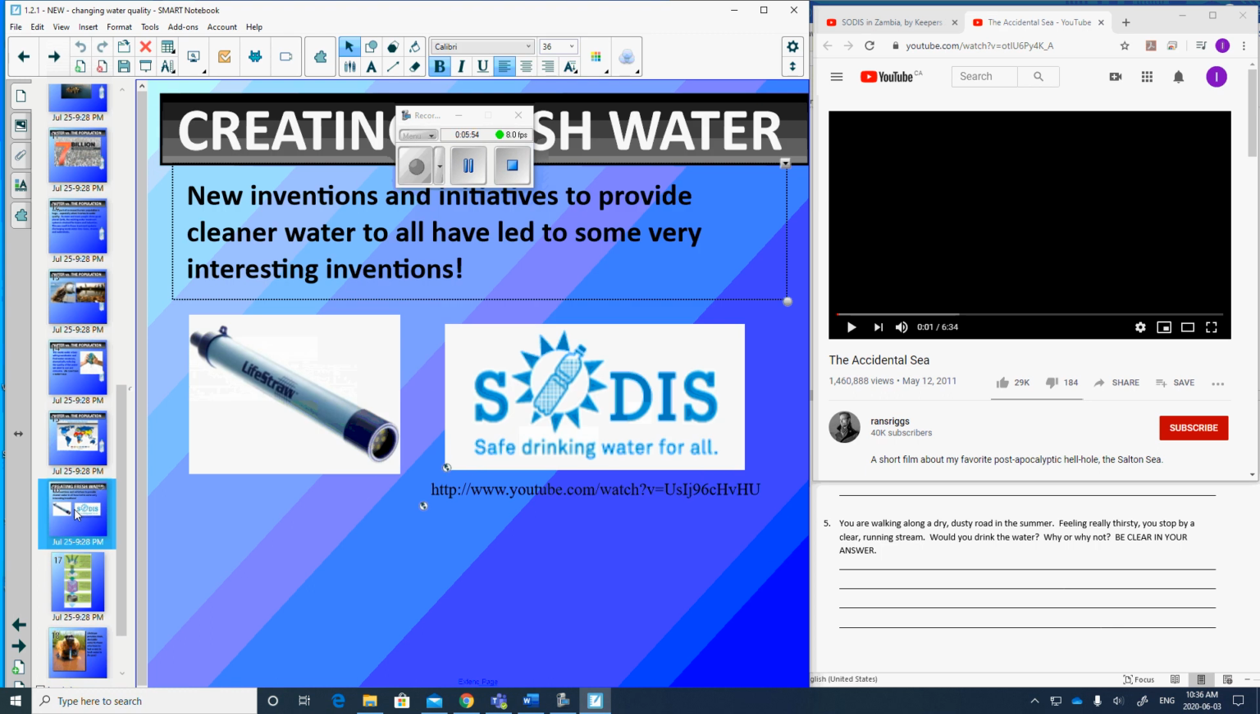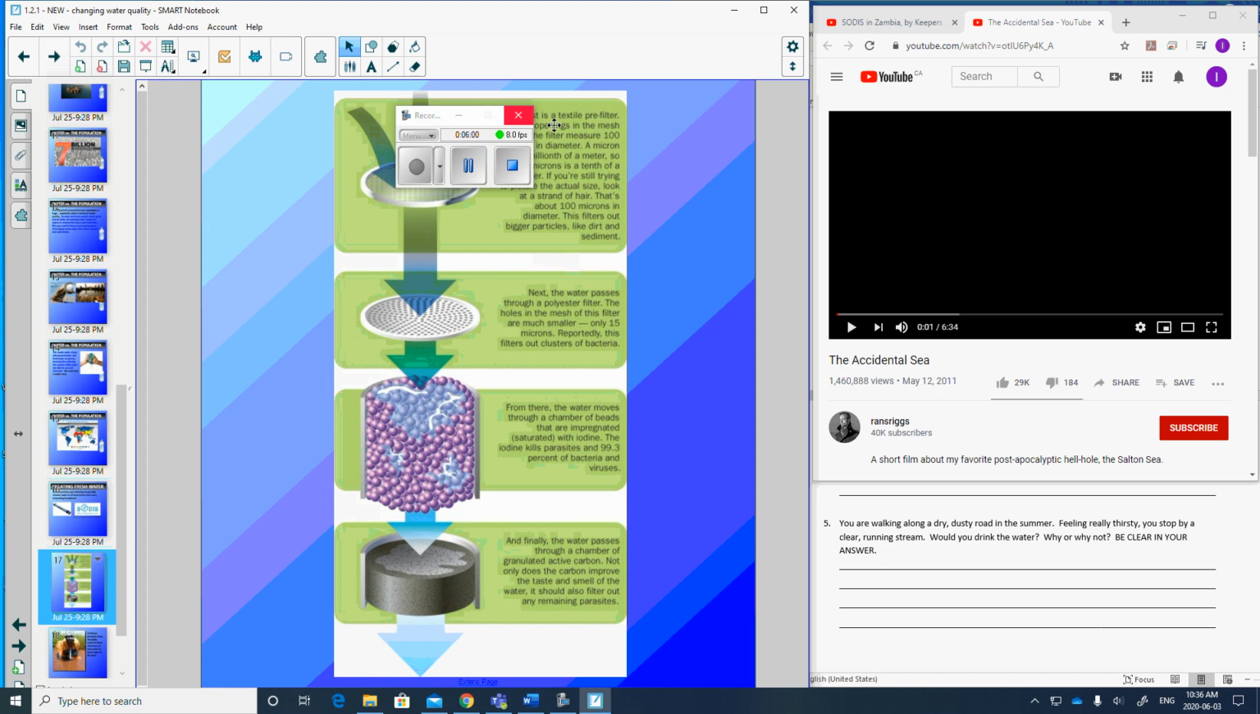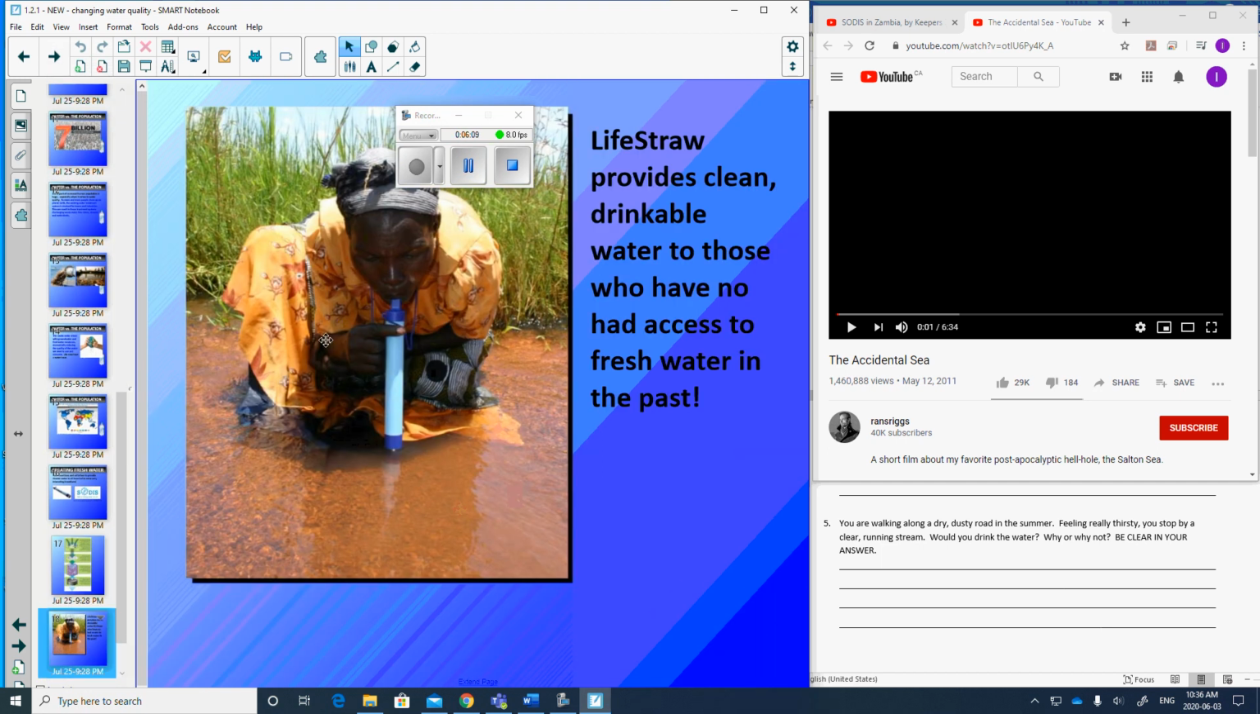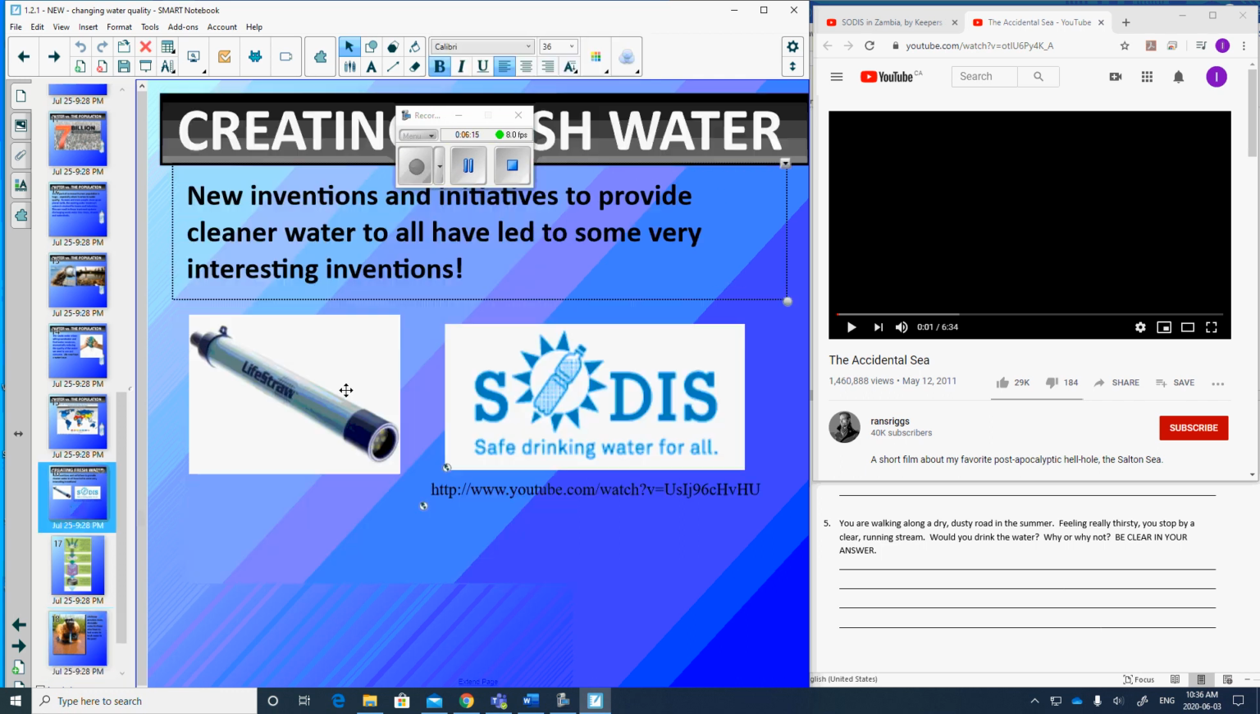Let's talk solutions. There's the LifeStraw. Some of you might have this in your backpack. This is sort of how it works. You can read through the fine print on your own. Basically, it's a straw built with a number of filters so that you can drink safely from water that looks like this. LifeStraws are, I think, 10, 15 bucks a piece and probably a good idea to keep in your hiking pack.